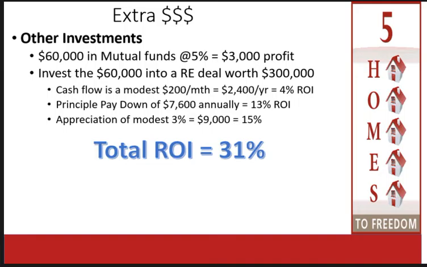And then when you take into consideration the fact that the property is going to go up in value because of appreciation, and if we just use a modest 3% appreciation on a $300,000 property, that means the value's gone up $9,000 on a $60,000 investment, and that's a 15% return, for a grand total of 31%. I think you can see that it's pretty well a no-brainer that the real estate deal far outperforms the mutual funds, yet most people still consider mutual funds low risk compared to real estate.